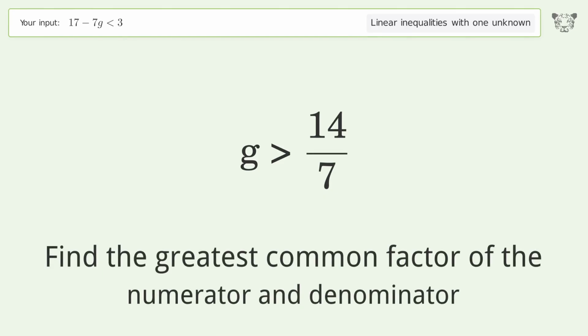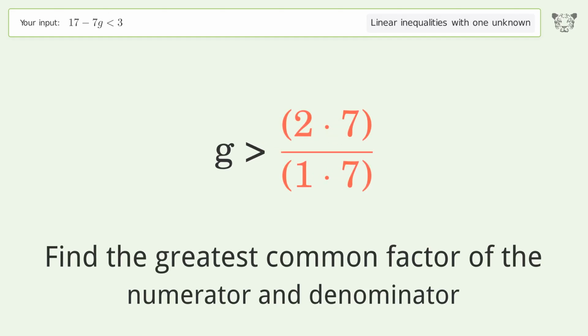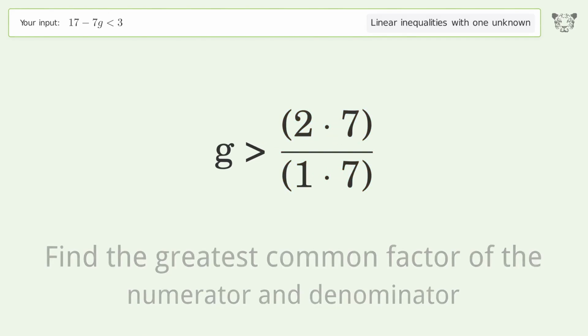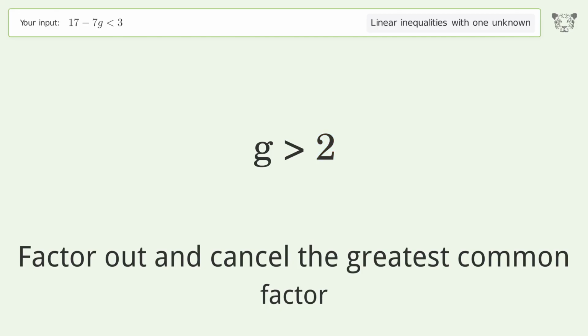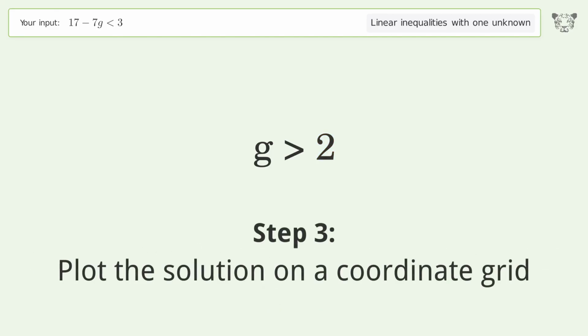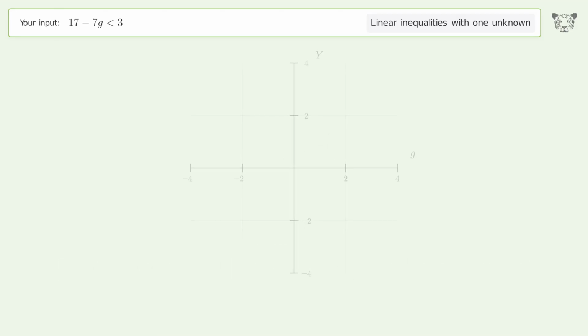Find the greatest common factor of the numerator and denominator. Factor out and cancel the greatest common factor. Plot the solution on a coordinate grid. And so the final result is g greater than 2.